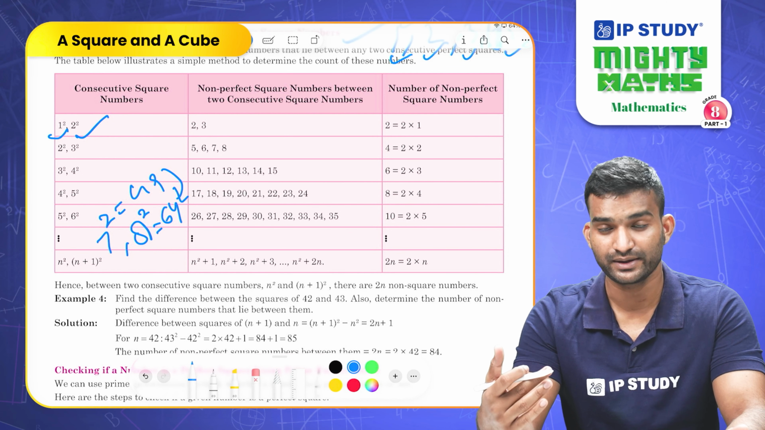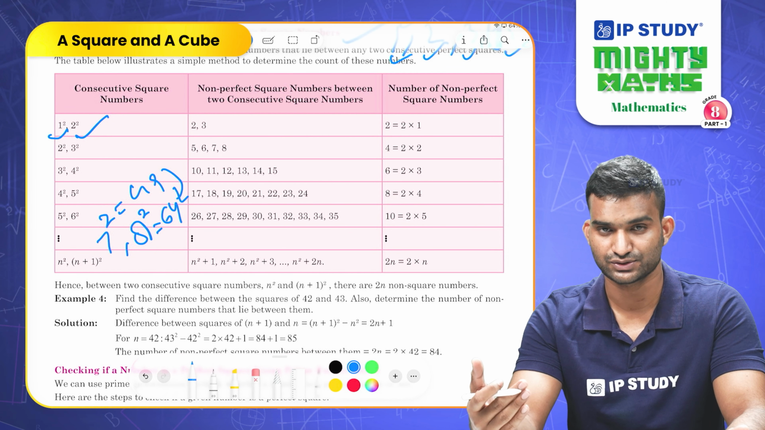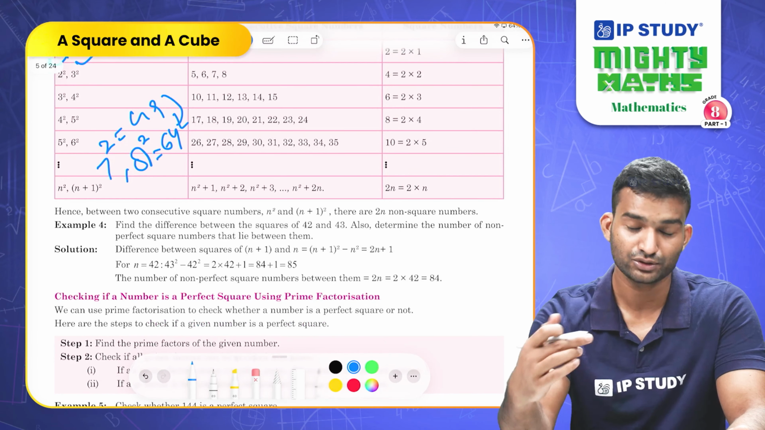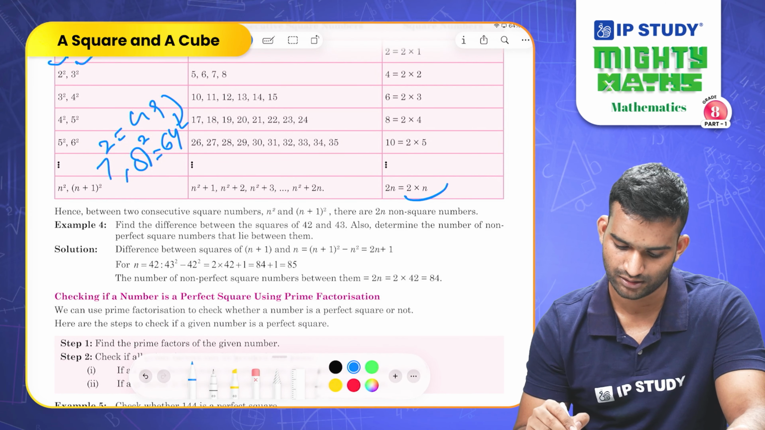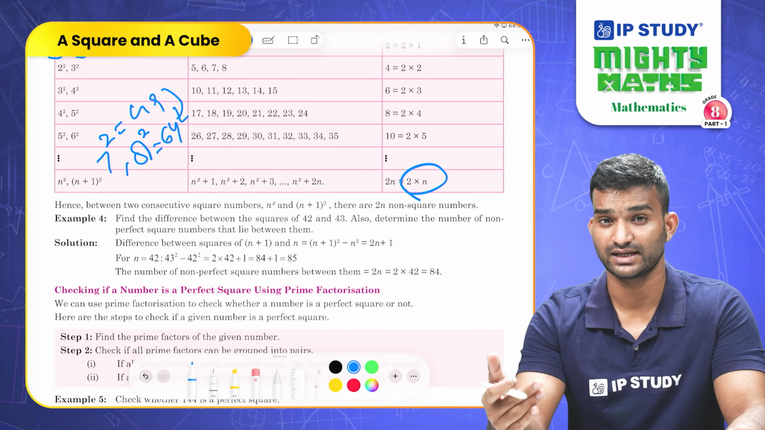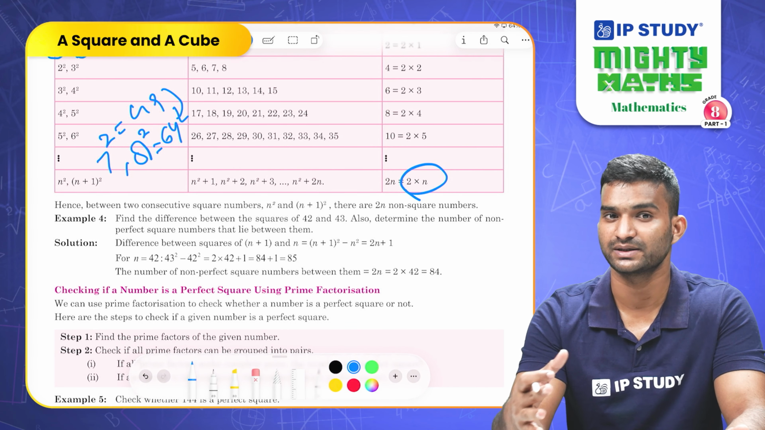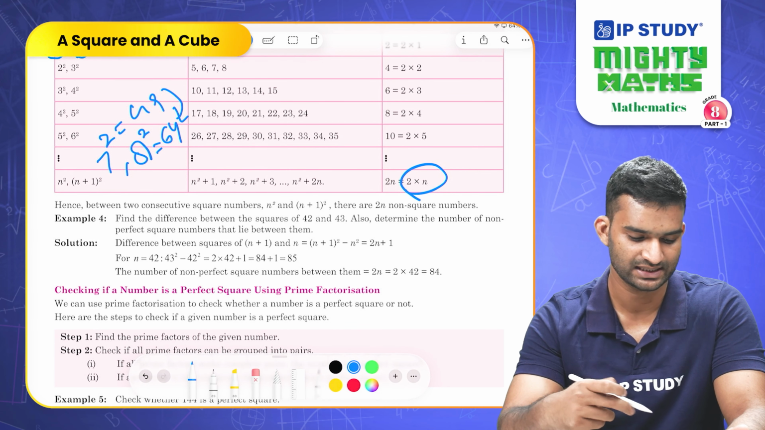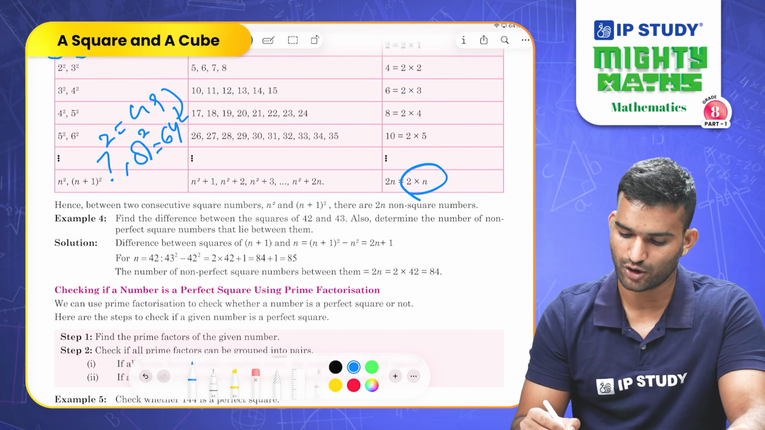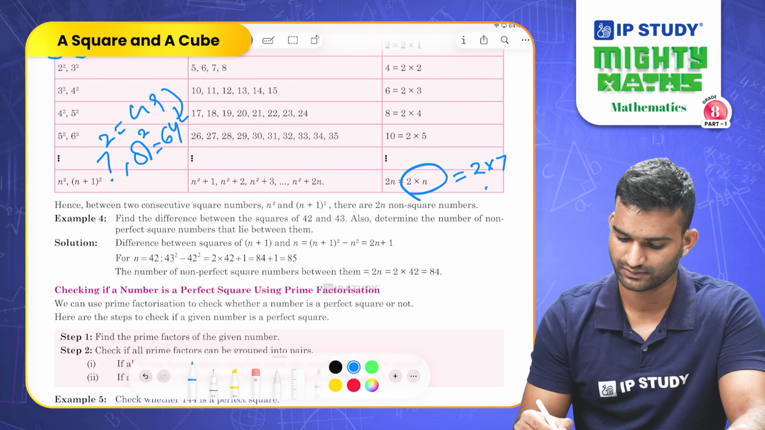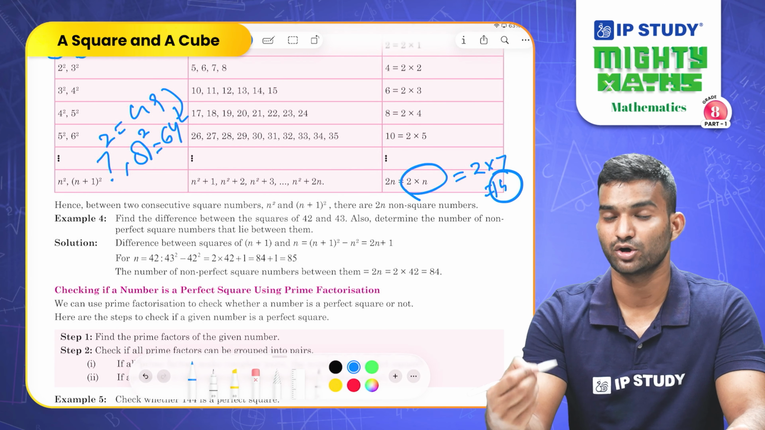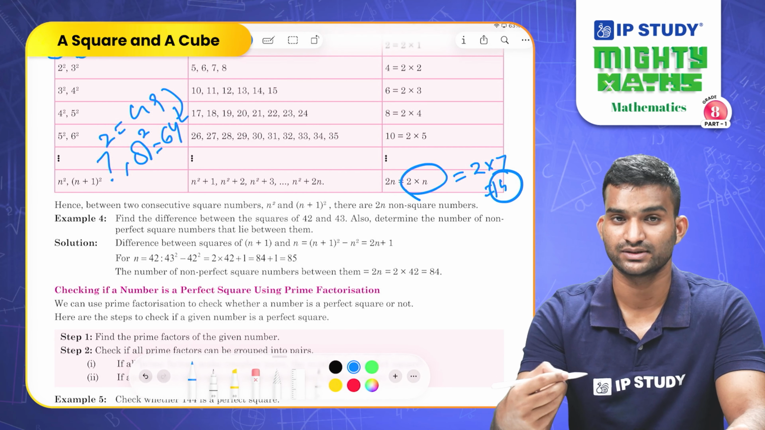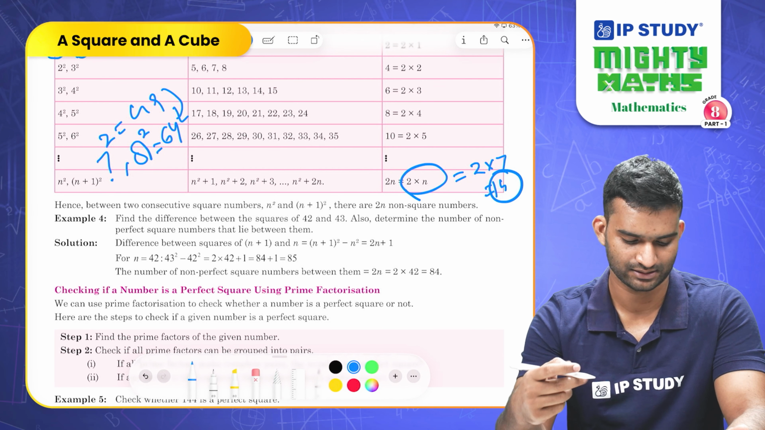So how many non-perfect squares are there between these two numbers? To get the non-perfect squares between these two numbers, we use the formula 2n, where n is the first number in the perfect squares group. In this case, it is 7. So there will be 2 into 7, which is 14. So there are 14 non-perfect square numbers between the squares of 7 and 8.